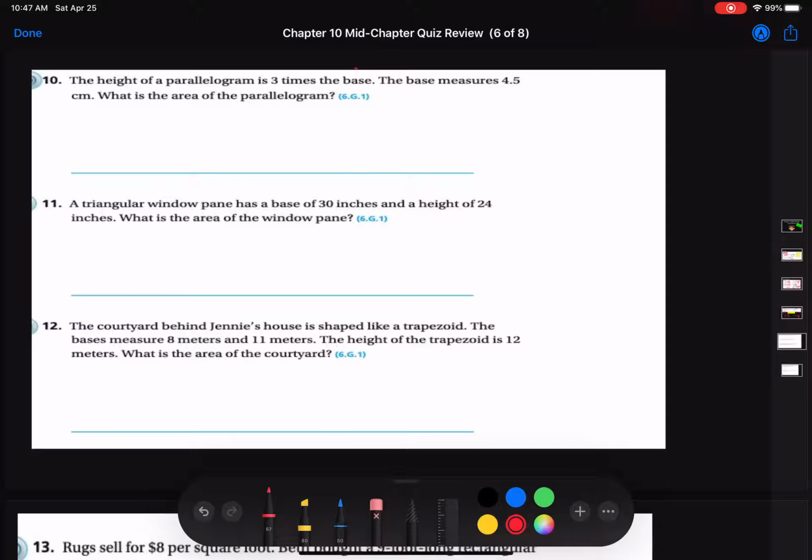Moving on. 10. The height of a parallelogram is 3 times the base. Okay, so here's our parallelogram. Here's our base. Our base is 4.5 centimeters. Now our height is 3 times that. It's telling you what to do there. 3 times 4.5, 3 times the base.